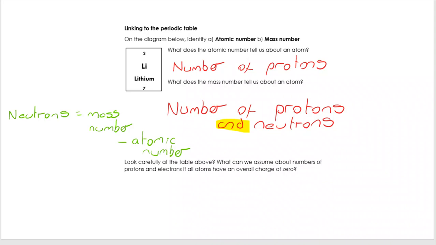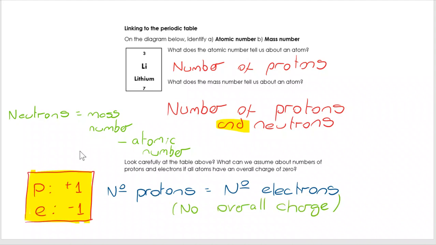Look carefully at the table above. What can we assume about the numbers of protons and electrons if all atoms have an overall charge of 0? Now, the table that we looked at on the previous page, we know that protons have a charge of +1. We know that electrons have a charge of -1. So to get to an overall charge of 0, there must be an equal number of protons and electrons in any atom. And you can see that there, taken from the table. We know they must be equal in number.